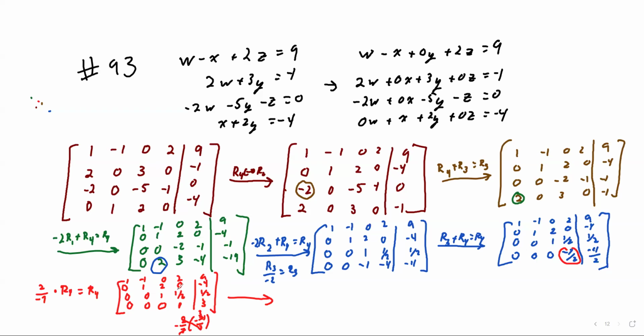Let's go. All right, I want to make this guy a 0. So that's going to be row 4 times -1/2 plus row 3, to give me a new row 3. Maybe I can do some of these in the same steps. 0, 0, 0, 1, 3.